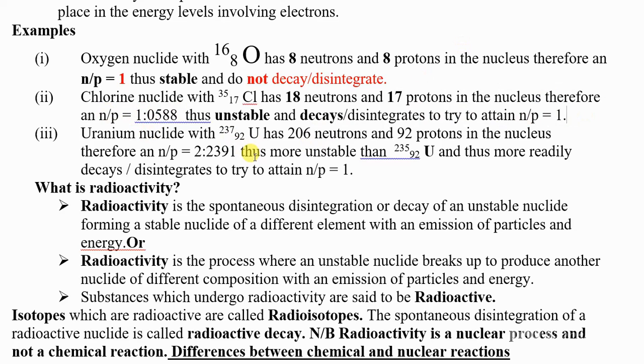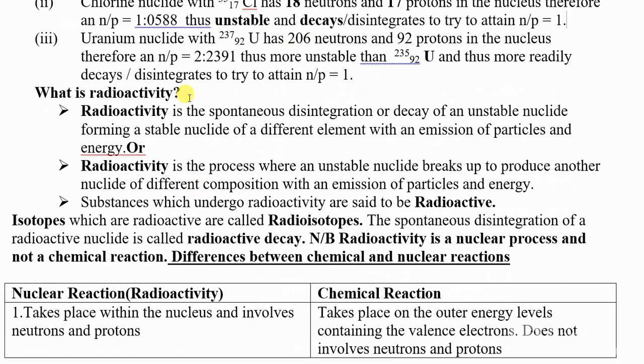So that's how you will know whether a nuclide is stable or unstable: by simply calculating the ratio of neutrons divided by protons. If you get 1, that nuclide is stable.